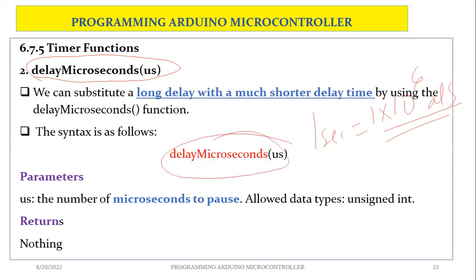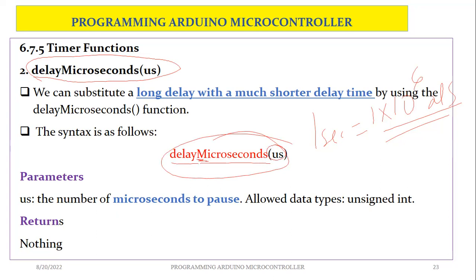So this is the syntax for using the delay microseconds function. So you say delay, take note M here is capital, delayMicroseconds, then into brackets here, you specify the amount of time duration that we wanna pause the program in microseconds.